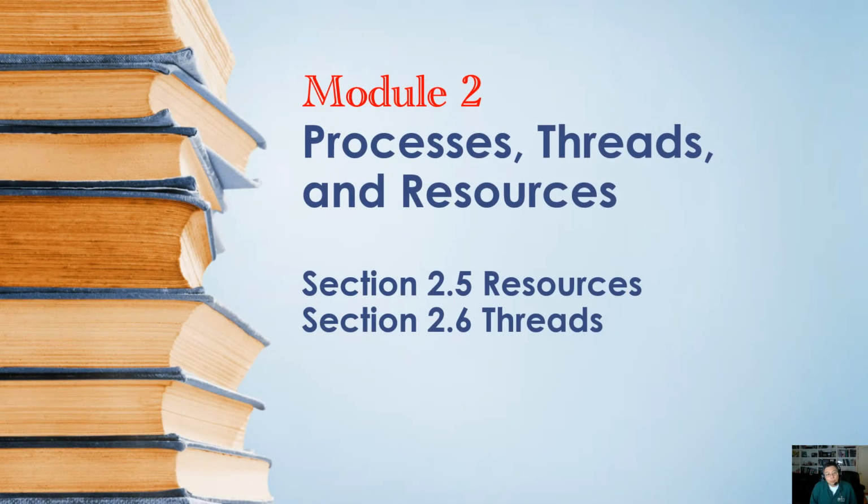So in this video, we're going to continue to cover Module 2. In particular, we're going to cover Section 2.5, the resources, and Section 2.6, threads. In the previous sections, we have covered the PCB, the process control blocks. This is a data structure used to record the status of the processes. Now we're going to talk about the resources, what kind of resources we have in computer systems and how the operating system manages these resources.